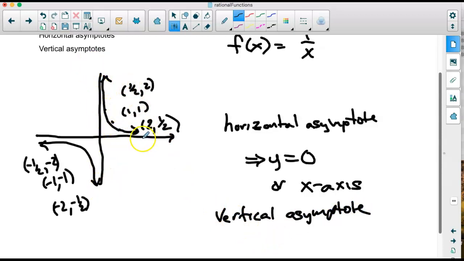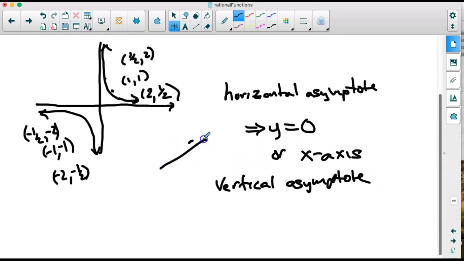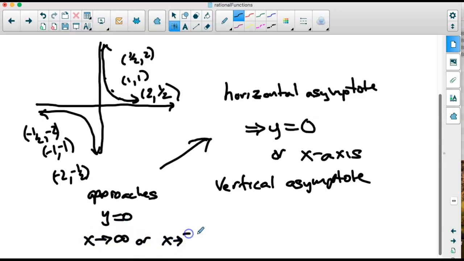Now, it can cross the horizontal asymptote. It just approaches this value. So this is the value it approaches as it goes to infinity and negative infinity. So on horizontal asymptote, it can actually cross the asymptote, but it's got to get close to that value. So it's getting close to this value as we get big or small. So we can say over here that it approaches y equals 0 as x goes to infinity or x goes to negative infinity. So it approaches that value of 0.